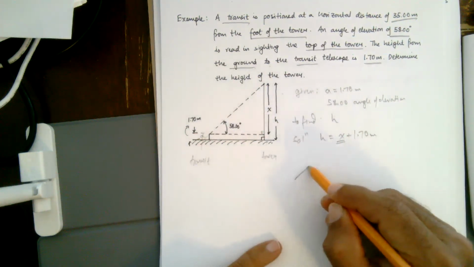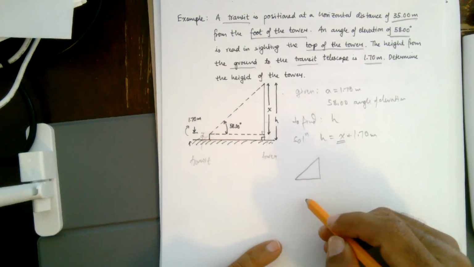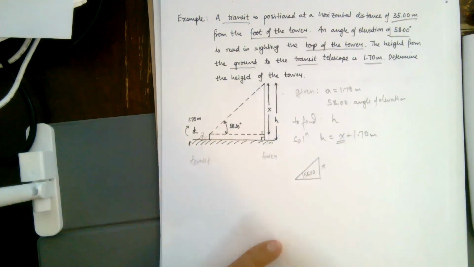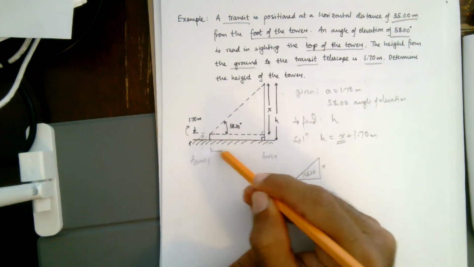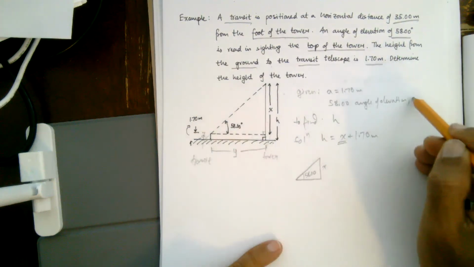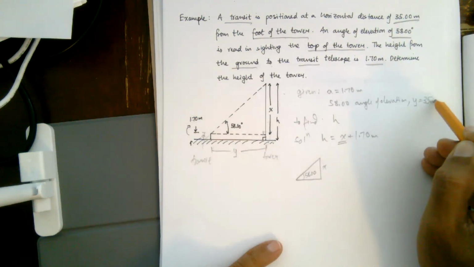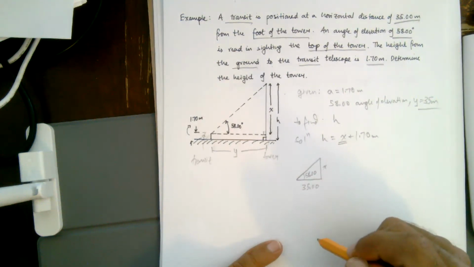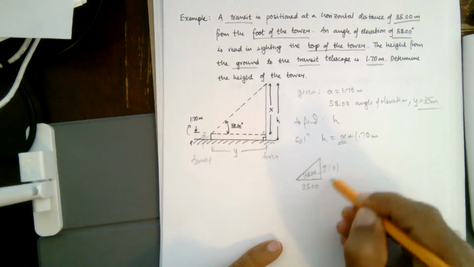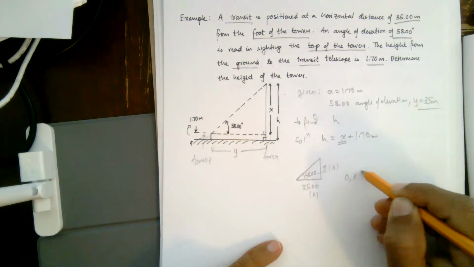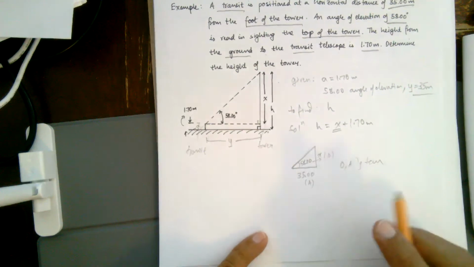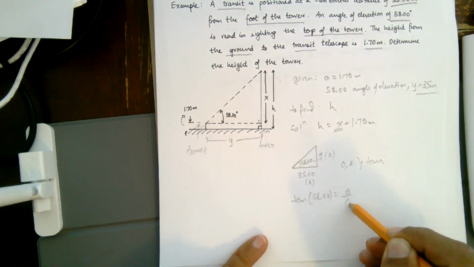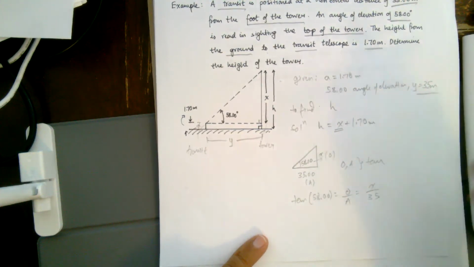I have a right triangle, so I go ahead. X, 58.00. Oh, and I missed a piece of information. Let's say I call this length y. Then I'm also given that y is 35 meters. So this is 35.00. Alright, so that's opposite, that's adjacent. Opposite and adjacent means I'm working with tan. So tan of 58.00 is opposite over adjacent, which is x over 35.